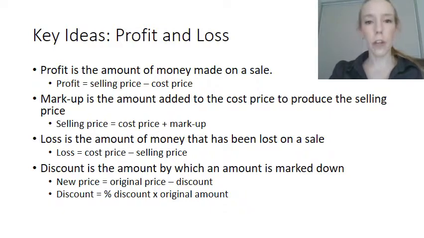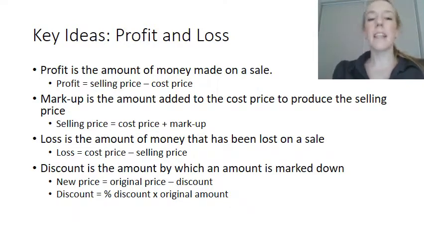So if you go into the shops and you buy a pair of jeans for $80, that would be the selling price. The cost price is how much it actually cost the shop to get those jeans in. So maybe they paid $2 for the jeans, so their profit would be the $80 they sold it for minus the $2 it cost them, so their profit would be $78.